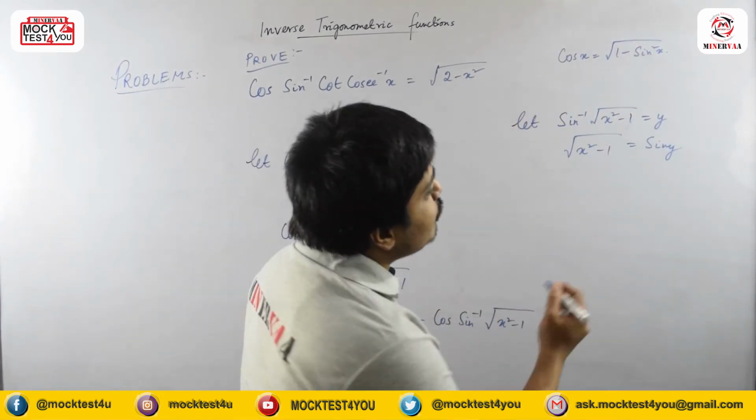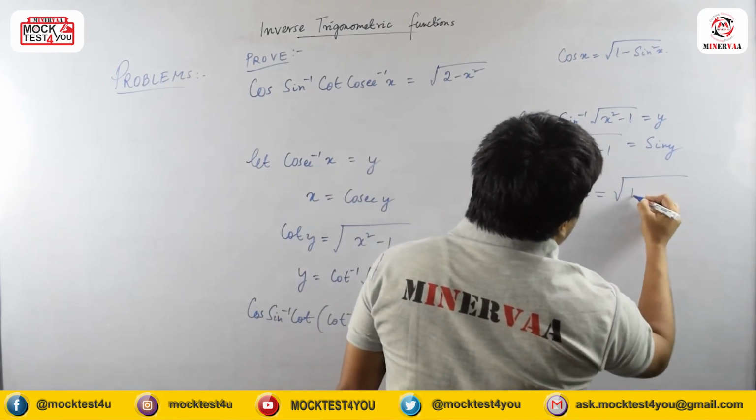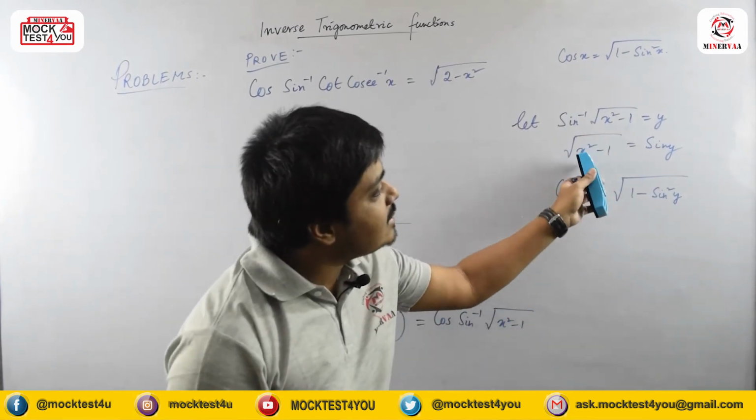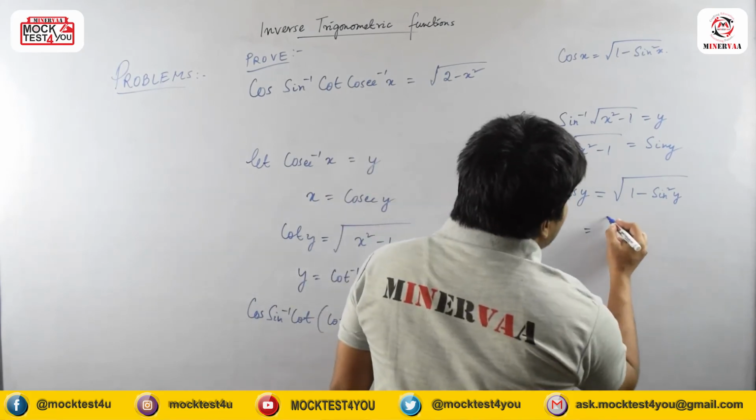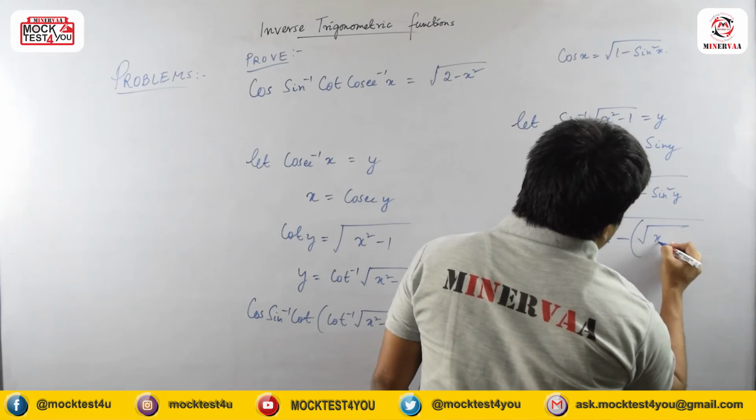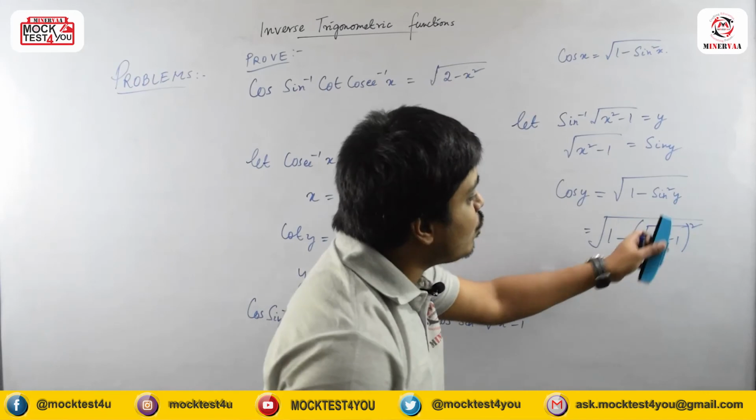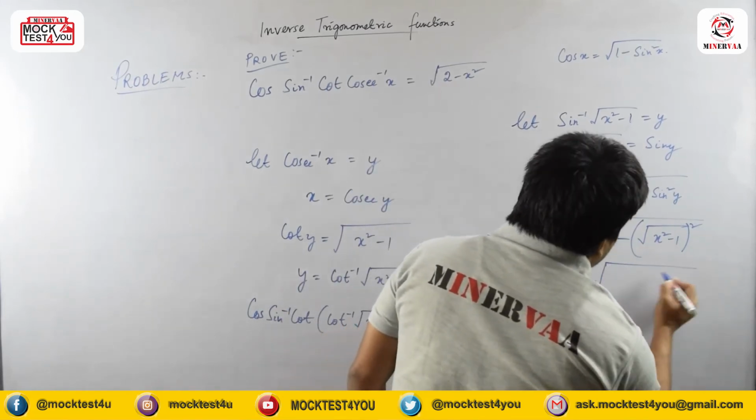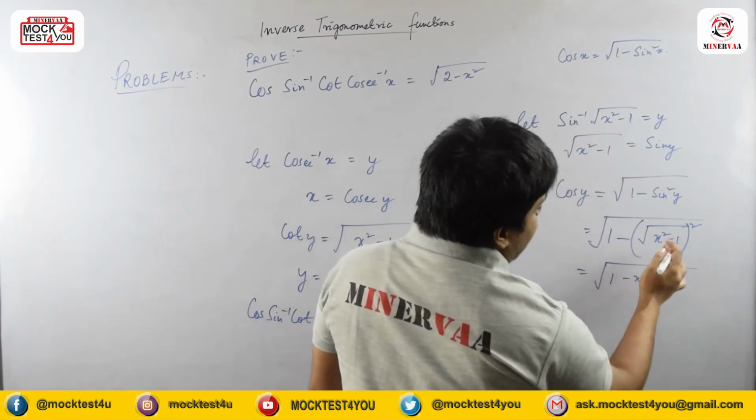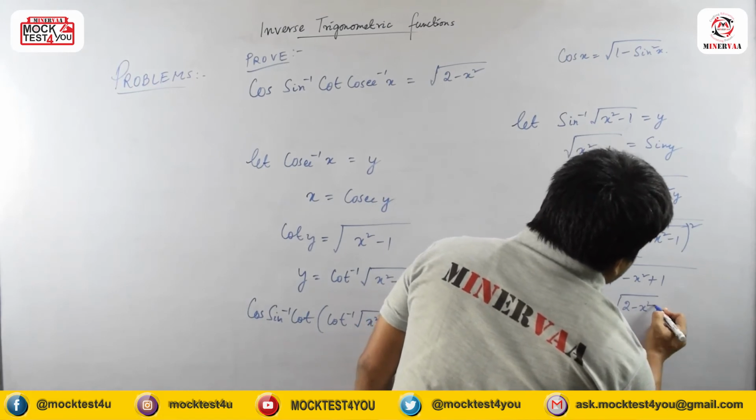So in here, if I have to find cos y, what is that equal to? Cos y is equal to root over of 1 minus sine square y. And the value of sine square y is this one. So I will write here root over of 1 minus root over of x square minus 1 whole square. So square and square root will go away. So I will write root over of 1 minus x square minus 1. Actually minus minus will get plus. So we get root over of 2 minus x square.